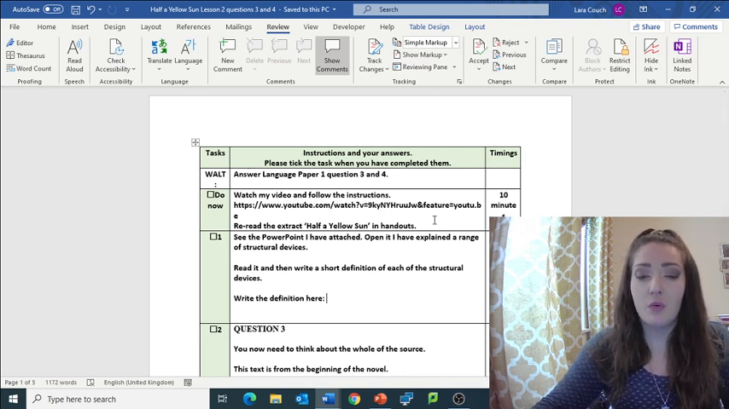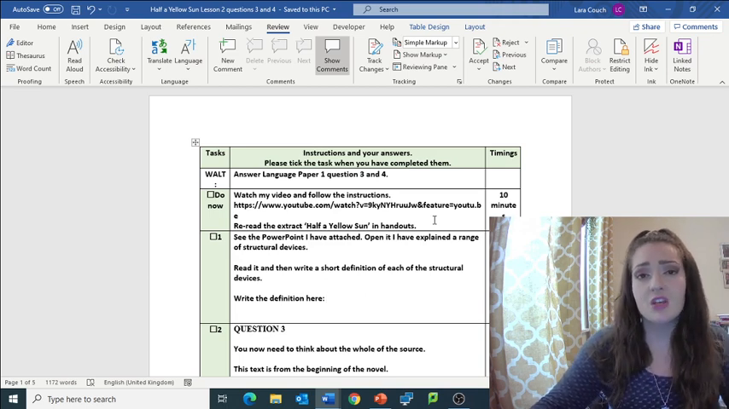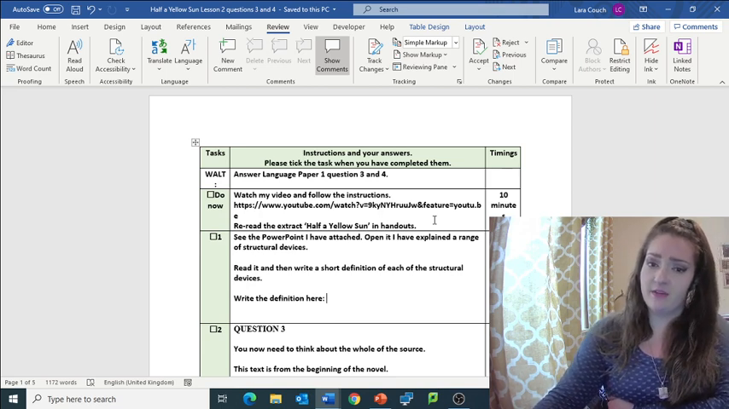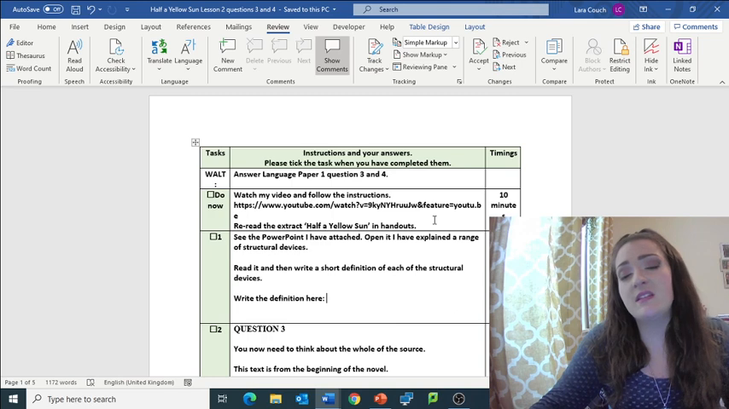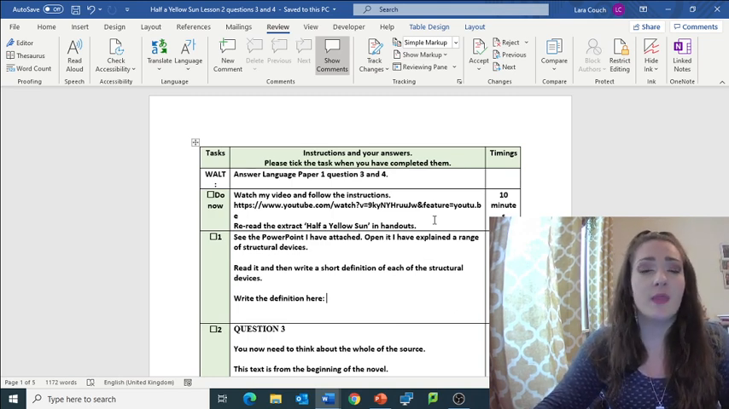So for task 1, what we're going to do is learn a little bit more about structural devices. Question 3 asks you to analyse purely structural devices, no language analysis. Because students tend to find structural devices quite hard, as they're not as obvious as language devices, I thought it would be useful to recap them. So you'll see a PowerPoint uploaded. What I want you to do is open that PowerPoint up.